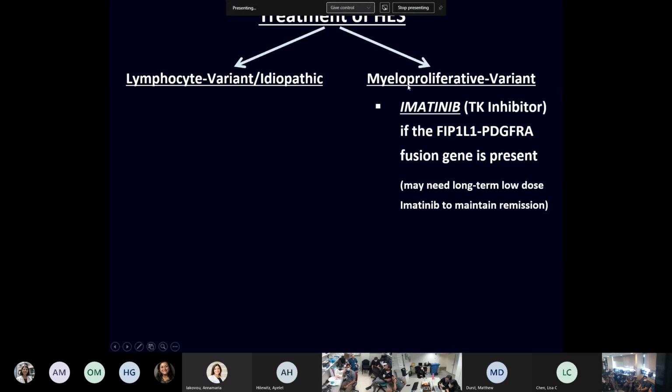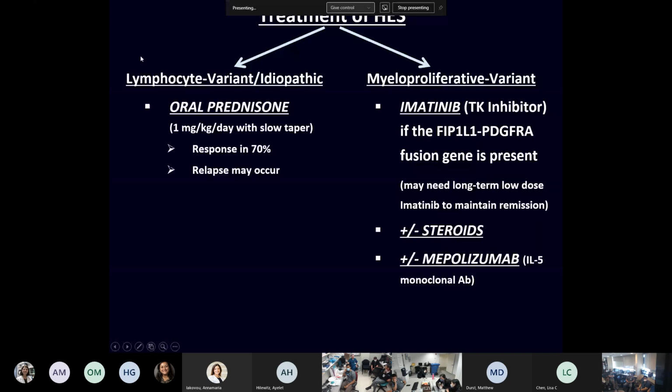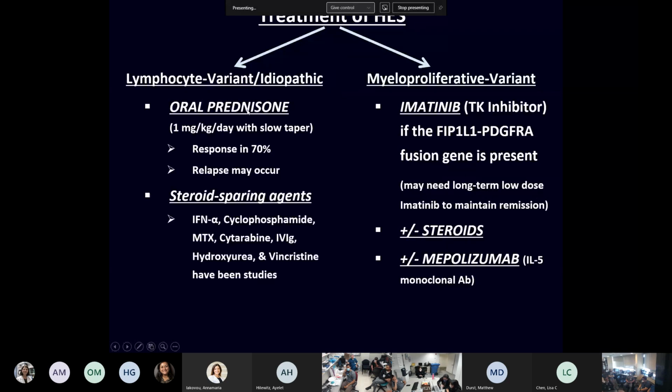So if you have the myeloproliferative variant and you have this genetic disorder, the fusion protein, you give the tyrosine kinase inhibitor, and you can give steroids and mepolizumab. If you don't have the myeloproliferative variant, you can give oral steroids, and you can consider steroid-sparing agents. And now, of course, mepolizumab would be very helpful because if you block the stimulation by IL-5, you're going to prevent the clonal proliferation of the eosinophil.